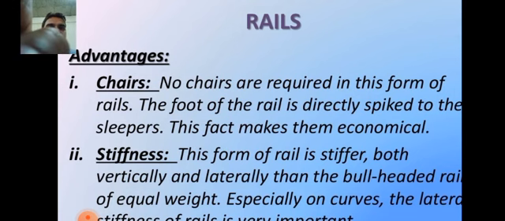Advantages of flat-footed rails. First is chairs. In this first advantage, no chairs are required for this form of rail. The foot of the rail is directly spiked to the sleepers, and this makes them economical. Second is stiffness. This form of rail is stiffer both vertically and laterally than bull-headed rail of equal weight.